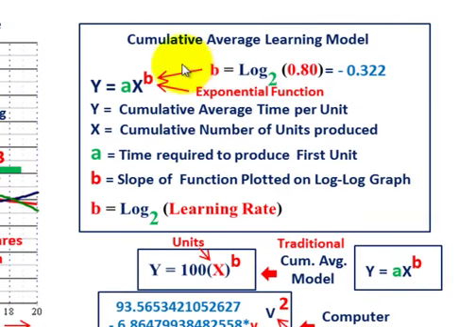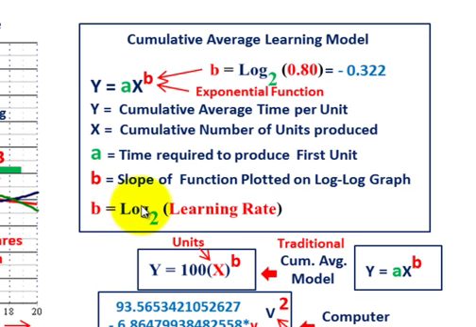All right, so let's go and just understand this cumulative average learning model. So this is our basis here, and this is our formula here. It's an exponential function really here. So y here, that's the cumulative average time per unit, equals a, which is the time required to produce the first unit here, times x. And x is the cumulative number of units that we produced here. And then it's raised to the power of b, and b here is going to be the slope of the function when plotted on a log-log graph, and we're going to look at that here.